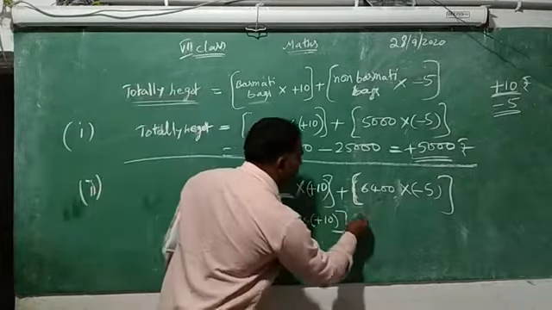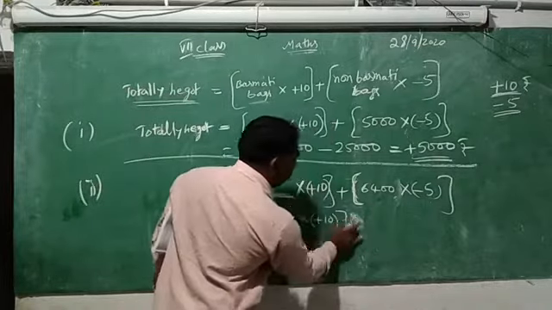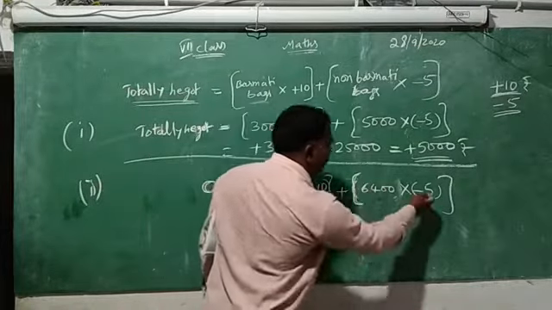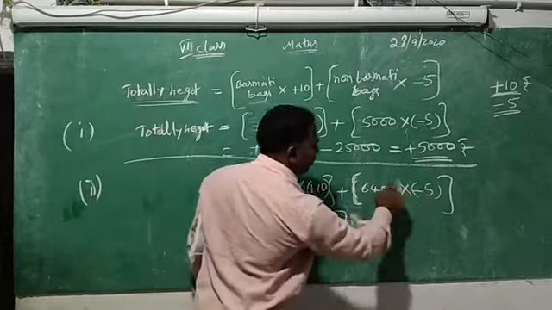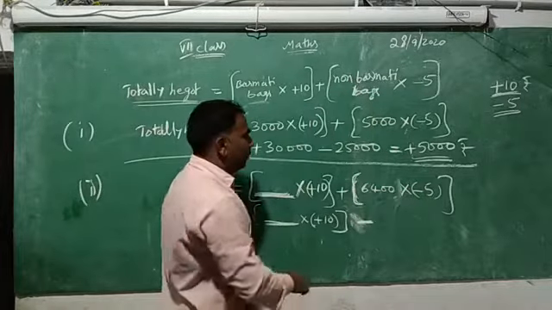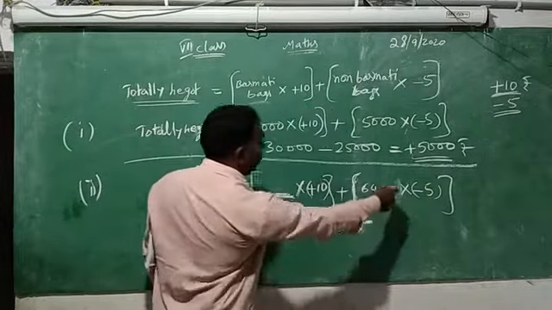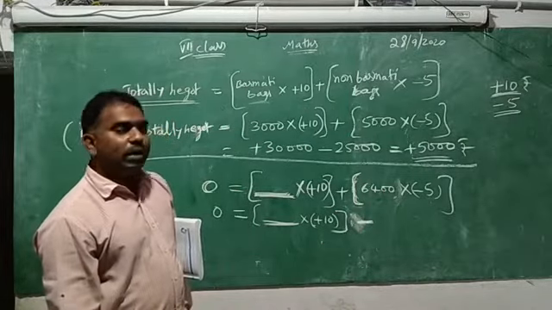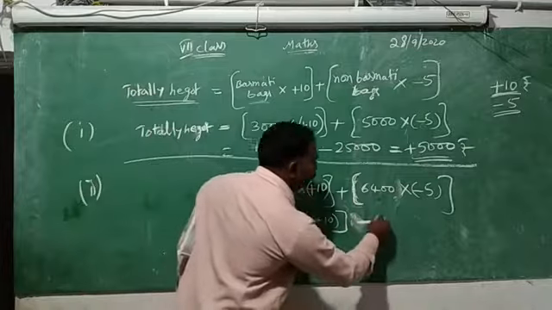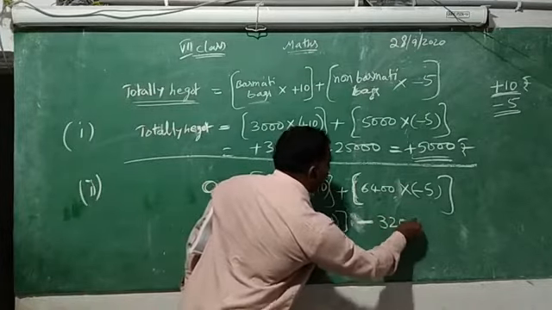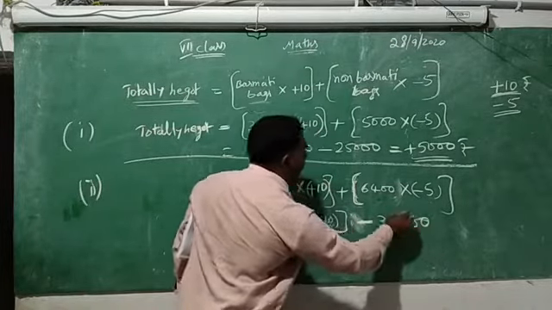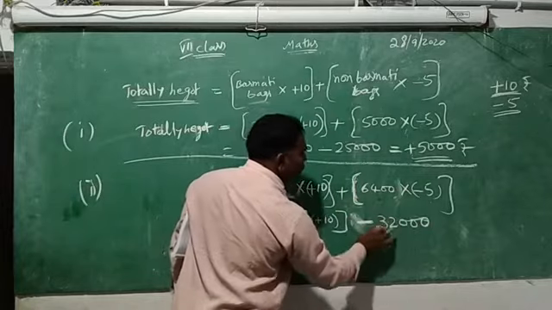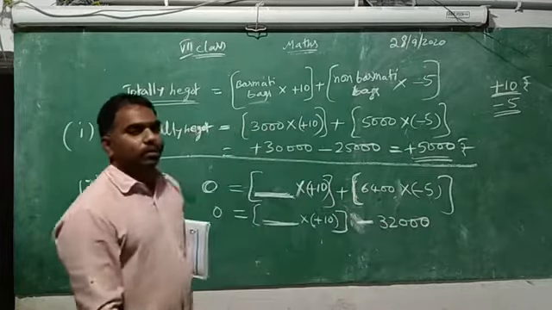And here plus. Directly you can do it. Plus and minus will become minus because it is multiplication. So combination we will use: plus and minus is minus 6400 into 5. If you multiply 6400 into 5, you will get 32,000. Multiply in your notebook separately and you can find it. 6400 into 5 will be 32,000.